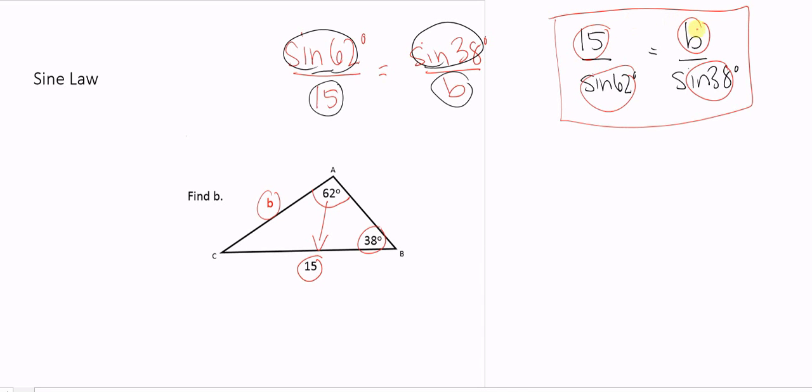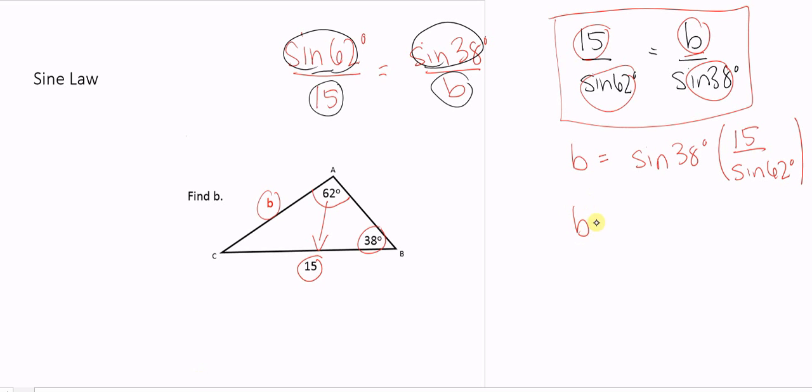So we have one unknown. We just want to find what side B is, and we know two angles and one side. So from here, all we've got to do is simply rearrange to solve for B. So here we're going to move sine 38 over. So we're going to isolate B by itself. So we get B equals the sine of 38 degrees times 15 over the sine of 62 degrees.